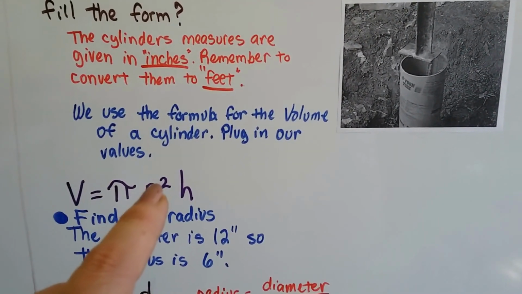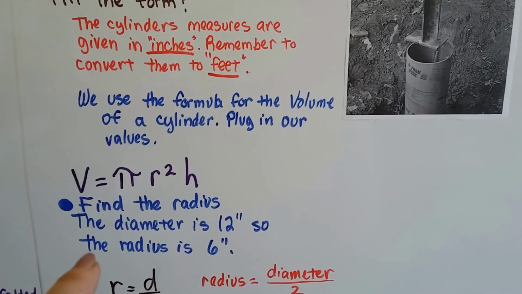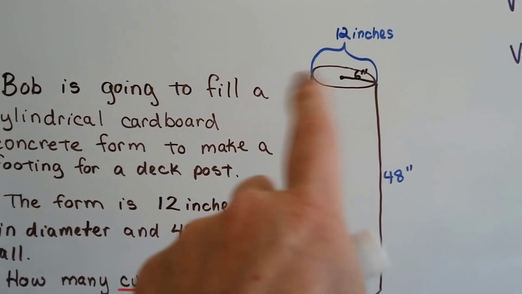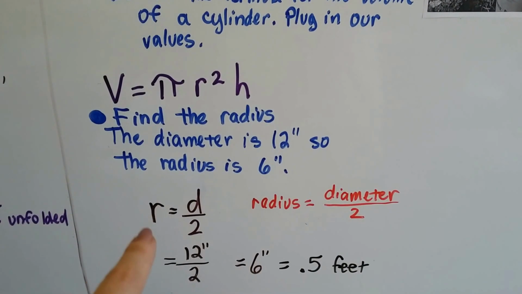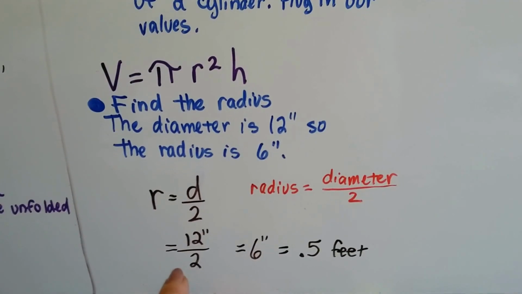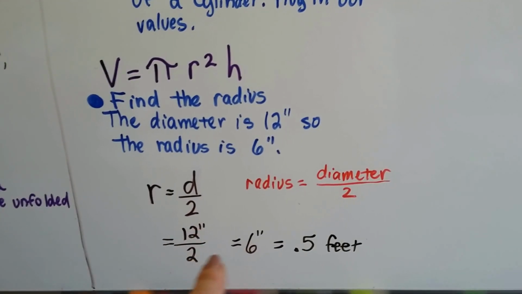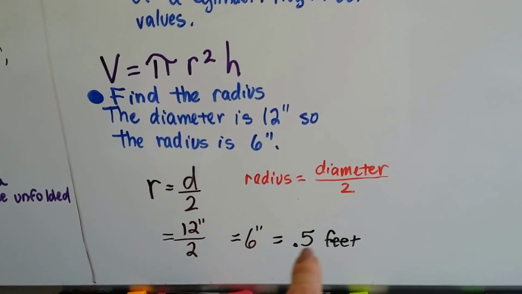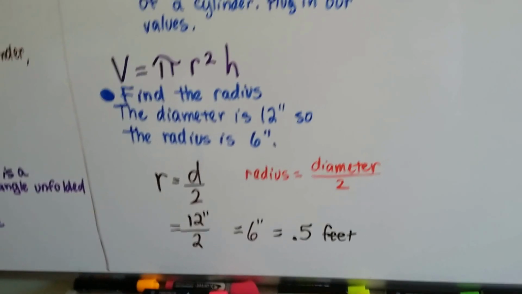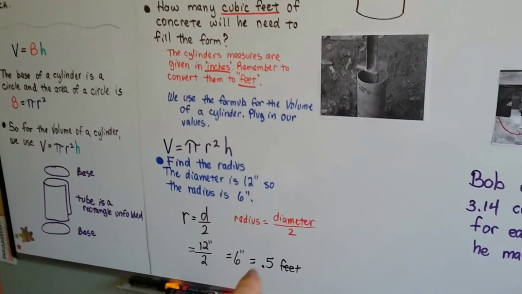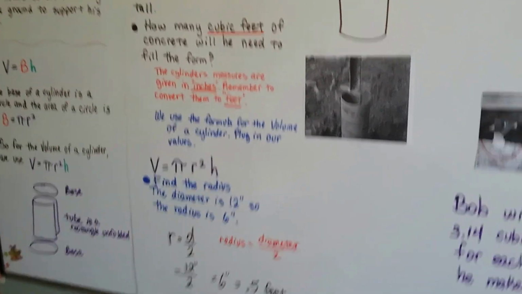Volume equals pi r squared times height. We need to find the radius. Well, if the diameter is 12 inches, the radius is half of that. It's 6 inches. Remember, radius equals diameter divided by 2. See? So if the diameter is 12 inches, then the radius is 6 inches. And in feet, that would be 0.5. That would be half of a foot, wouldn't it? So we got 0.5 feet. Now remember, we have to do that radius that's 0.5 feet. We have to square it, don't we?